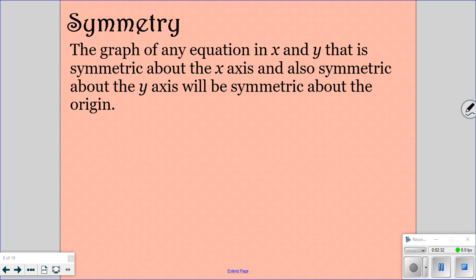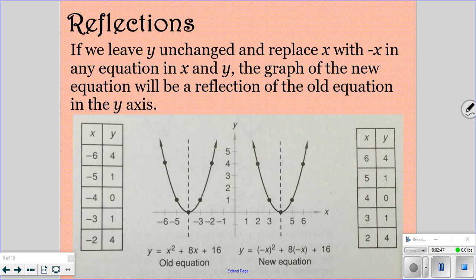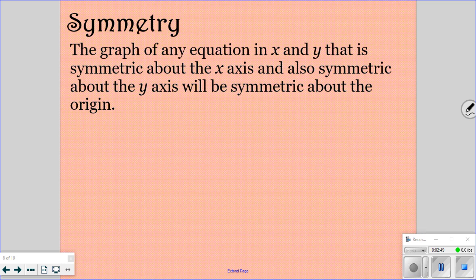For any equation that is in x and y, if it's symmetric about the x-axis and also symmetric about the y-axis, then it's going to be symmetric about the origin. So an example of that would be a circle. If it's symmetric about the x and the y-axis, then it's also symmetric about the origin. So that's the most common one that's going to be symmetric about the origin.